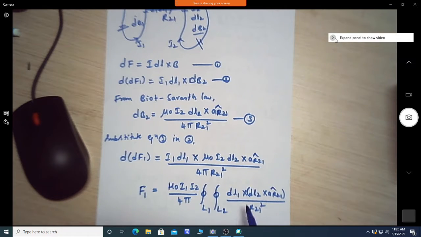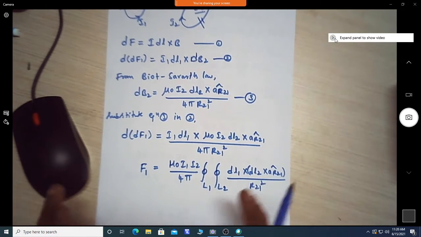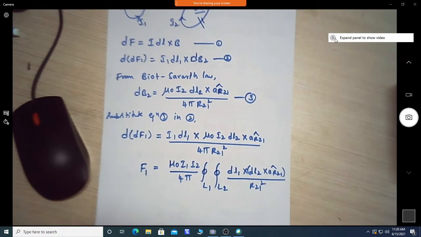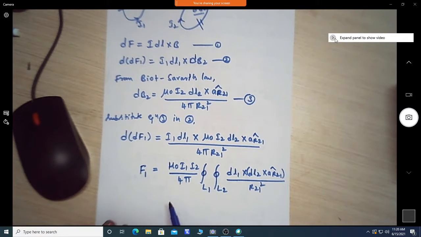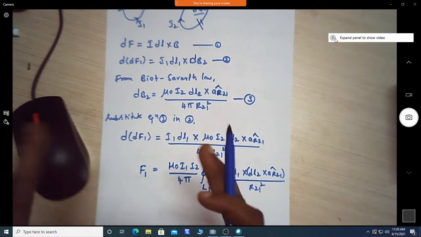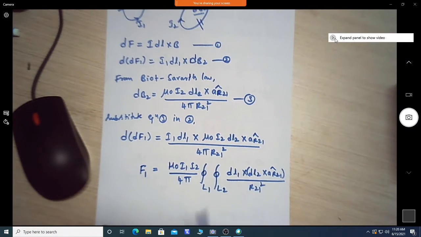This is similar to what we studied for the force between two charges in Coulomb's law. There we had two charges and wrote the force between them, so similarly, whatever we have done in Coulomb's law, here we can write the force between two current loops like this.